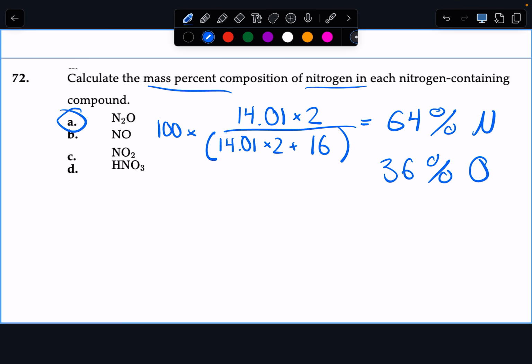It becomes more dramatic when you have something like hydrogen that's really, really small, because it contributes a lot by atoms, but not a lot by mass.